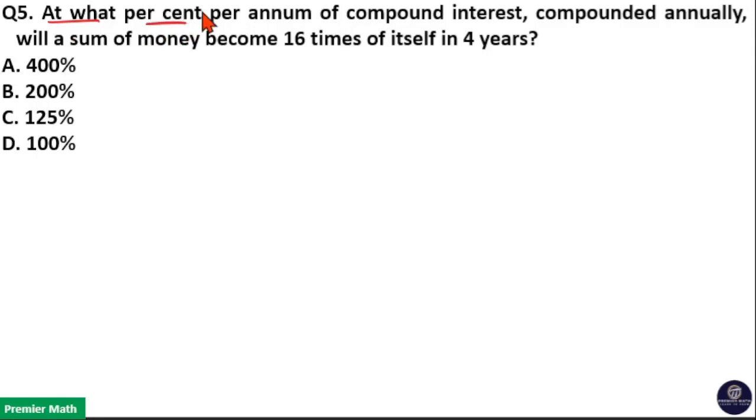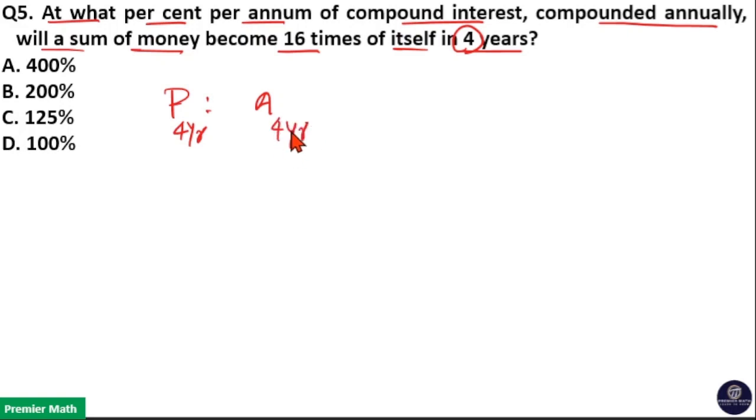At what percentage per annum of compound interest compounded annually will a sum of money become 16 times of itself in 4 years? Now take the ratio between principal and amount. Here it is for 4 years. So take the ratio between principal and amount for 4 years. Now the sum of money becomes 16 times of itself. That means if I take 1 unit as principal, then after 4 years, 16 units will be the amount here. So 1 is to 16.